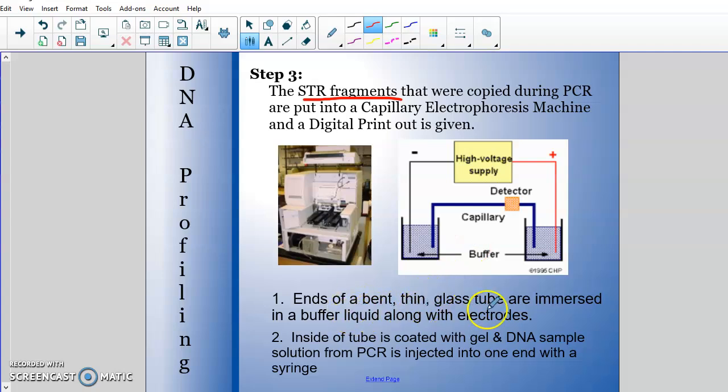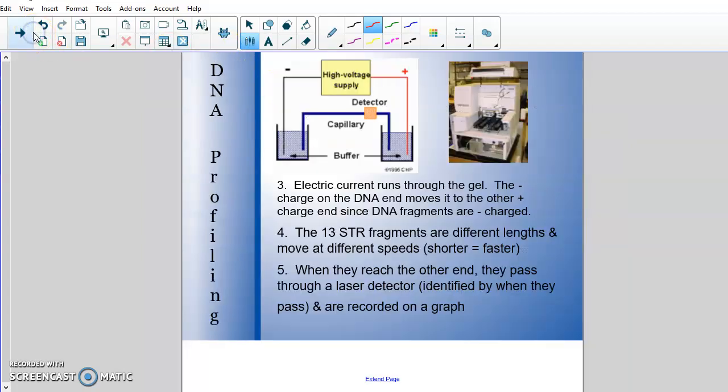The ends of a bent thin glass tube are immersed in the buffer liquid. Okay, so here's buffer and then here's your tube right here, okay? So this is the thin glass tube, all right? Inside the tube is coated with gel. So the tube is lined with gel all the way through, similar to the gels that they use in electrophoresis. And then the DNA solution is injected in one end with a syringe. So usually it goes in right here with a syringe, okay? So the DNA got added right here, and it's going to run through this tube.